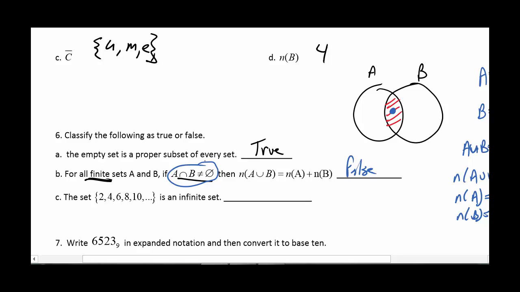All right, then last but not least, on this one, the set 2, 4, 6, 8, 10 is an infinite set. That actually is true. Infinite means it goes on forever. There's a repeating pattern to it. So that is a true statement.